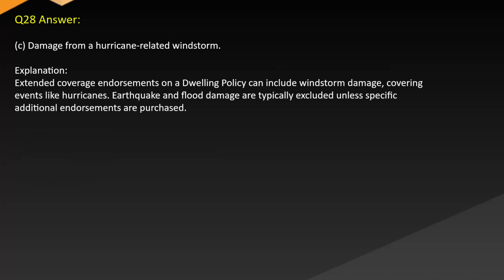Answer: C. Damage from a hurricane-related windstorm. Explanation: extended coverage endorsements on a dwelling policy can include windstorm damage, covering events like hurricanes. Earthquake and flood damage are typically excluded unless specific additional endorsements are purchased.